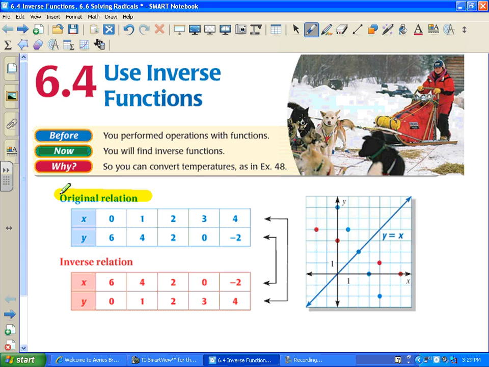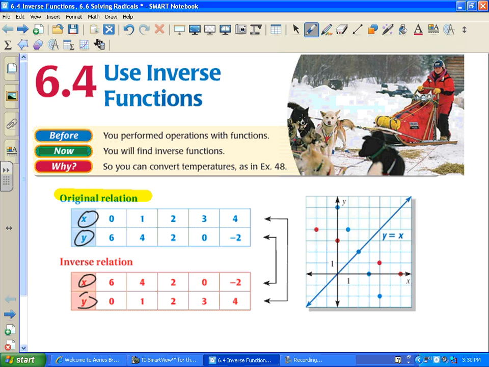Here's my original relationship. I've got the x values, xy coordinates of (0, 6), (1, 4), (2, 2), (3, 0), and (4, -2). Again, the x values are listed right there in blue. The inverse function, or the inverse relation, all we do is flip-flop the x and y values. What was once x becomes y, and what was once y becomes x. Notice that all I've done is flip-flop those values.